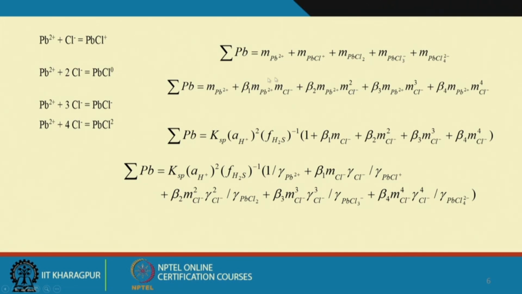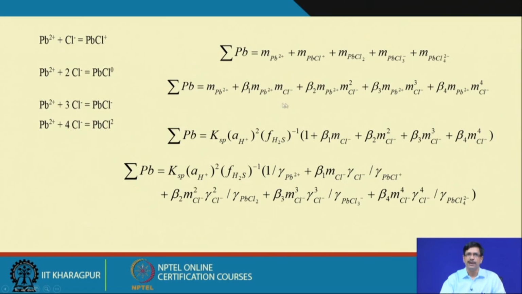Now, this can be expanded, because each of these complexes, PbCl+, PbCl2 0, PbCl3-, and PbCl4 2-, can be related to the concentration of the total chloride, in terms of molality of chloride, with the formation constant like K1, for the formation of PbCl+, K2, or represented in general terms as beta 1, beta 2, beta 3 and beta 4, with the concentration of the ligand, which is your chloride.